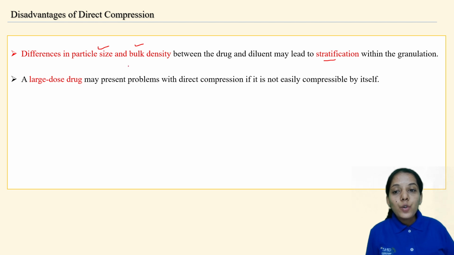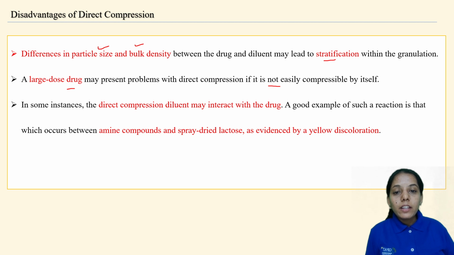Next is a large dose drug. A large dose drug may present problems in direct compression if it is not easily compressible by itself. For example, if the dose of the drug is very high, 650, 700, 800 mg, then you cannot add more ingredients because the tablet weight will increase. So in that case, the drug has to be itself compressible without adding much of the other excipient. So a large dose may create a problem.